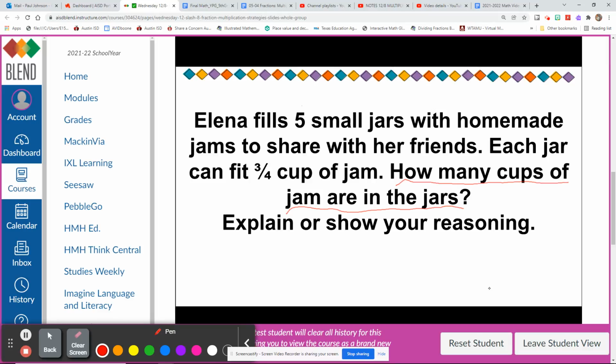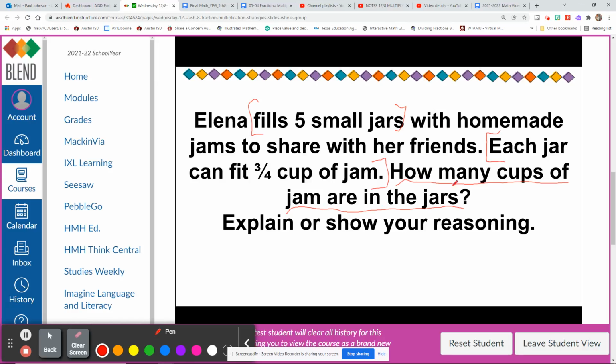The important information: she fills five small jars. I hope that's all the way. I assume it's all the way, otherwise they can't really have a question. So each jar can fit up to 3/4 cup of jam. If I was going to be really specific, I would say Elena fills five small jars to capacity with homemade jams to share with her friends. Each jar can fit 3/4 cup of jam. How many cups of jam are in all the jars together? That's how I would write it, but I didn't write it.